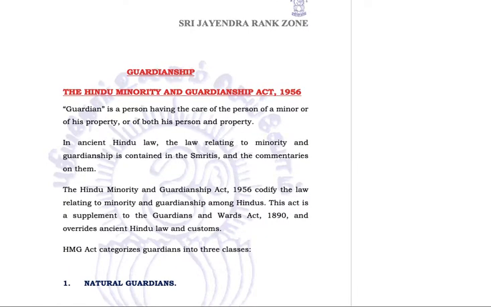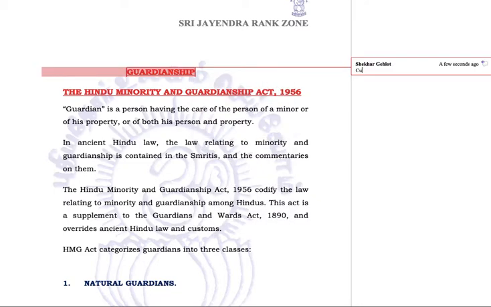Now we go on to guardianship. Okay, guardianship means custody. We go on to another portion, that is guardianship of child. The Hindu Minority and Guardianship Act deals with who is a minor and who is the guardian of such a minor. Who is the guardian means who will have the custody of such a child, who will have the control or supervision over such a child.